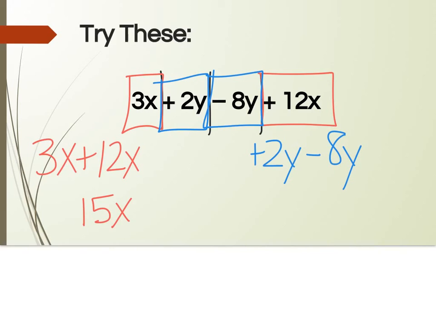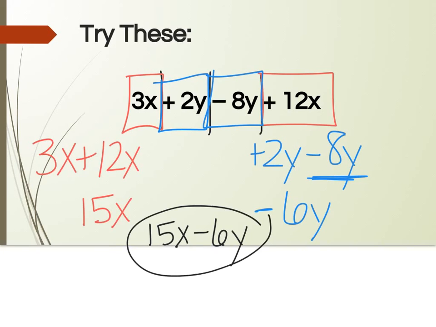Combine the y's now. The positive 2y and the negative 8y are different signs, so you subtract. 8 minus 2 is 6. Bring down your y, and the 8 was the bigger number, so we keep the negative sign. Therefore, your answer is 15x minus 6y.